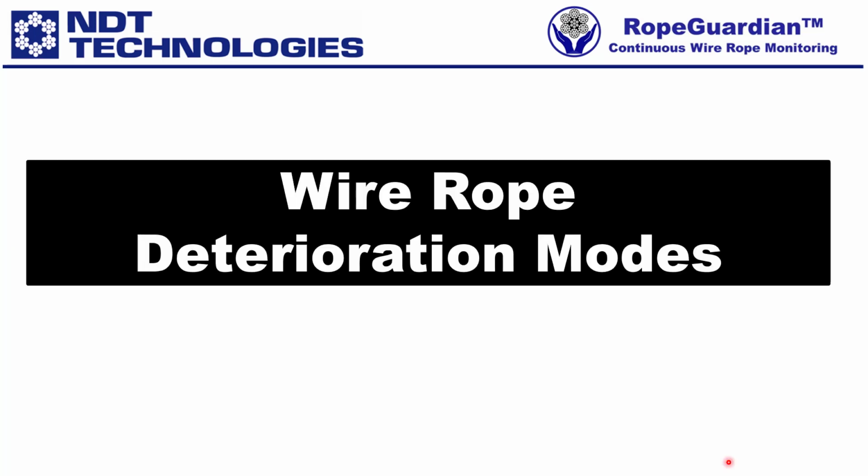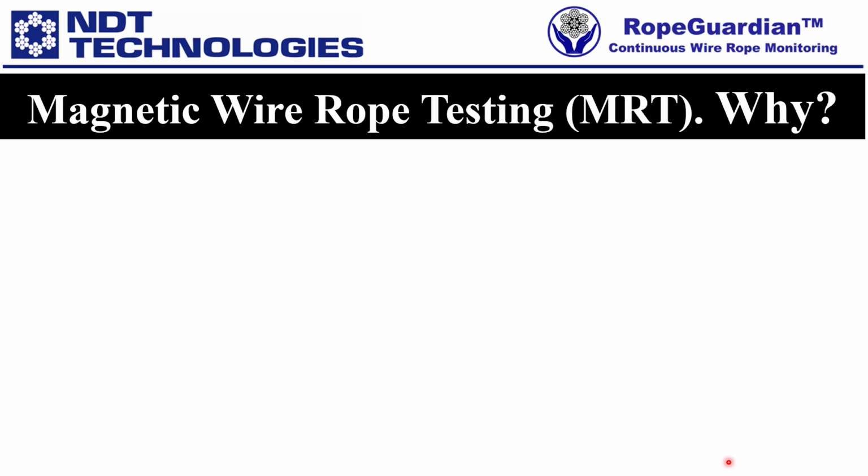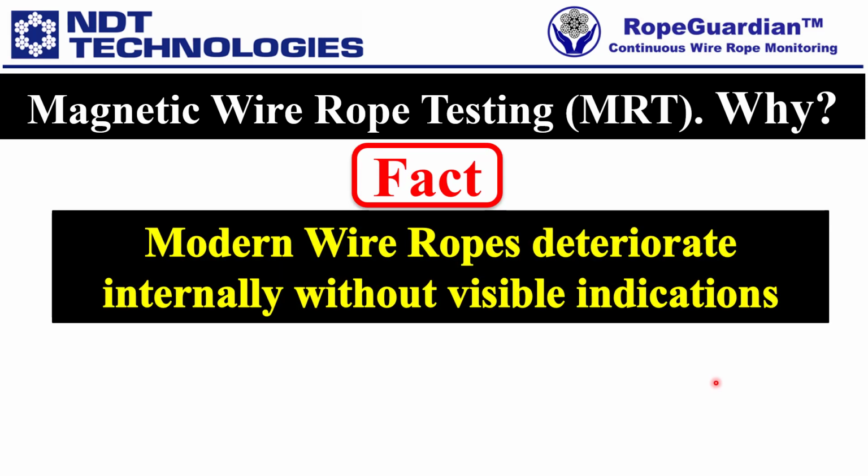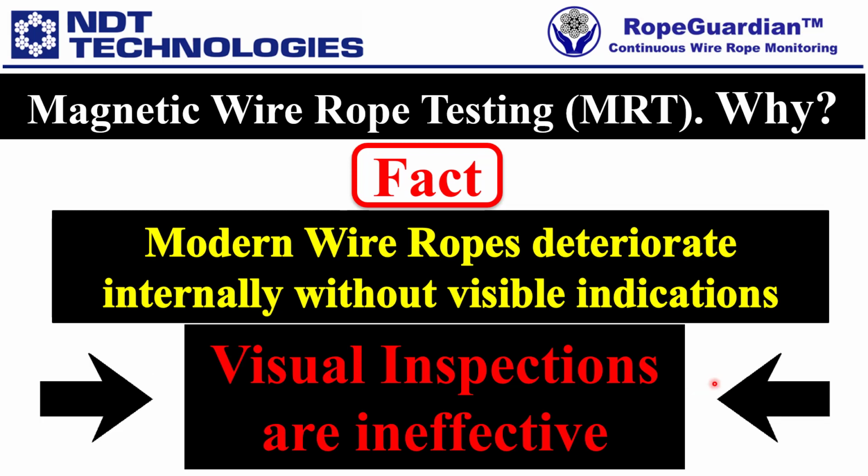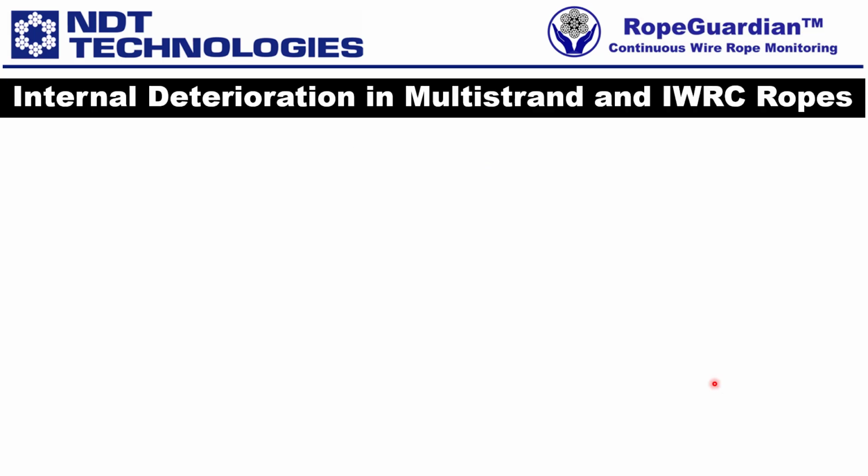Let's look at some wire rope deterioration modes. Magnetic wire rope testing, or MRT. Why would we do this? Let's look at some facts. Modern wire ropes deteriorate internally without visible indications. Visual inspections are ineffective. Internal deterioration in multi-strand and IWRC ropes.